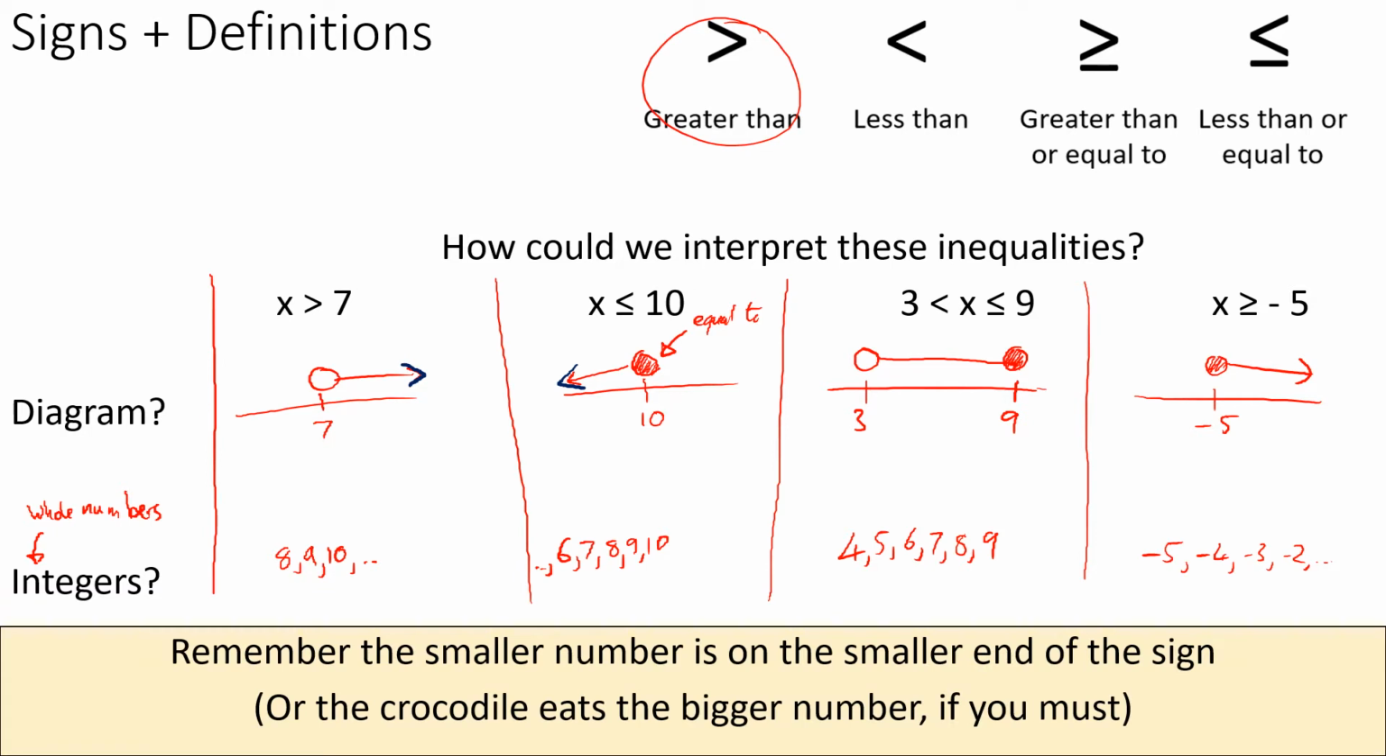So, key point there, smaller numbers on the smaller end of the sign. I've also heard people always say the crocodile eats the bigger number, and I'm willing to accept that, but I don't like that as an actual way of doing it.